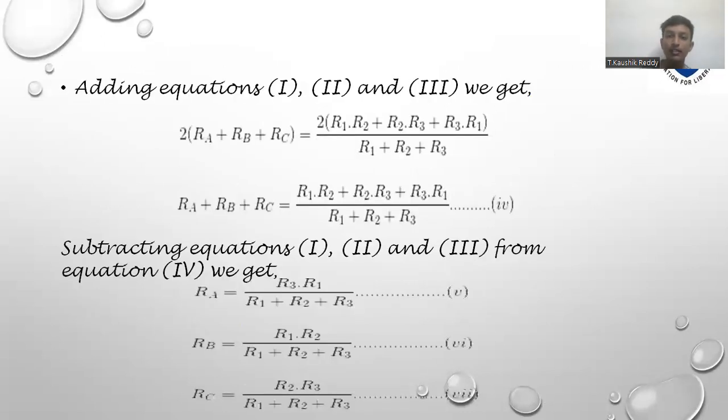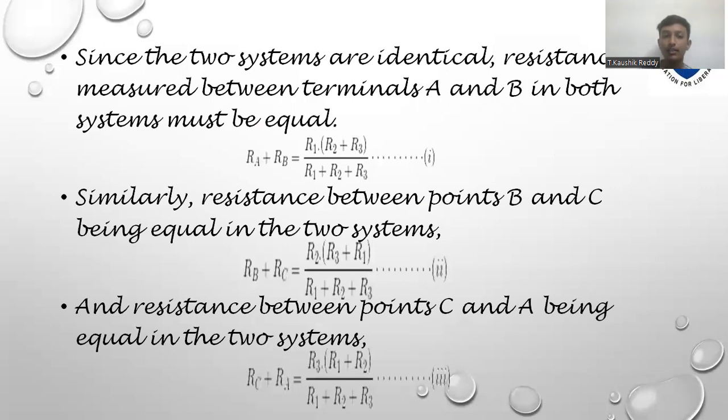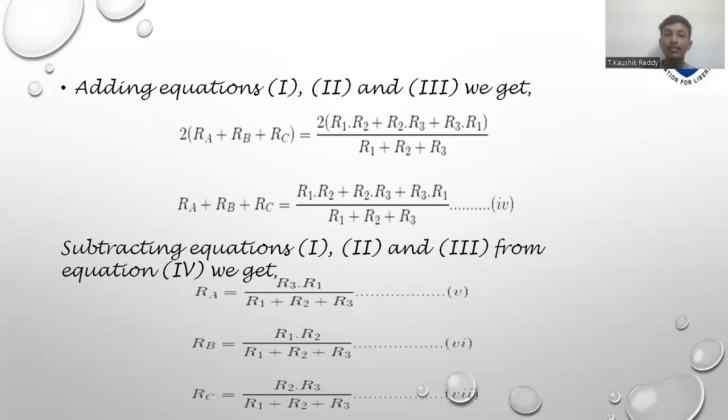So if we add all three equations from this slide, we get 2 into (RA plus RB plus RC) equal to 2 into (R1 R2 plus R2 R3 plus R3 R1) by R1 plus R2 plus R3. Here we have a mathematical calculation: if we cancel 2 and 2, we get RA plus RB plus RC is equal to (R1 R2 plus R2 R3 plus R3 R1) by R1 plus R2 plus R3.